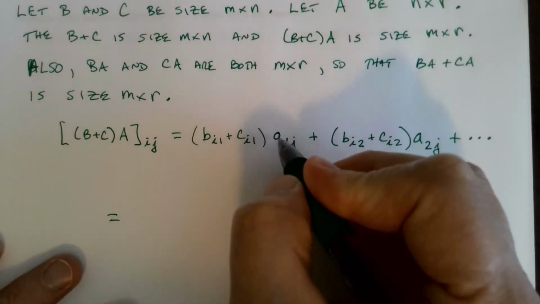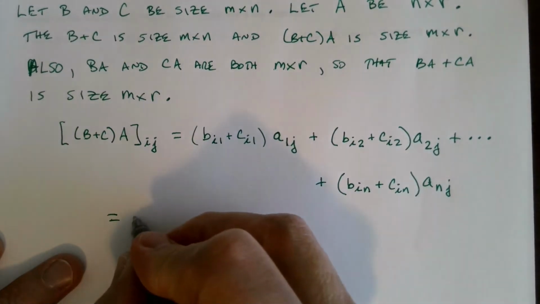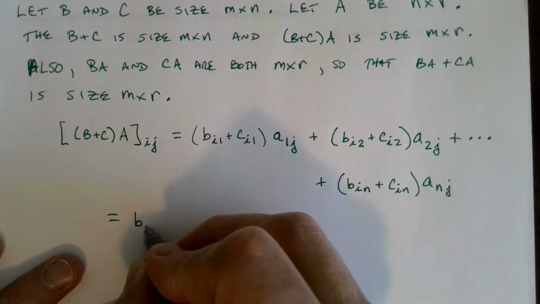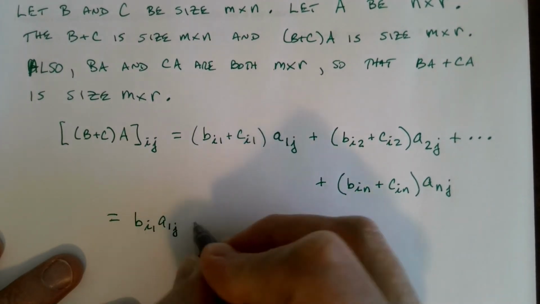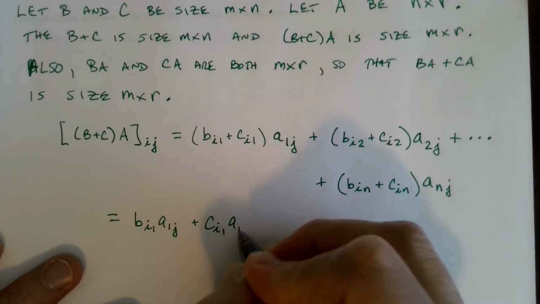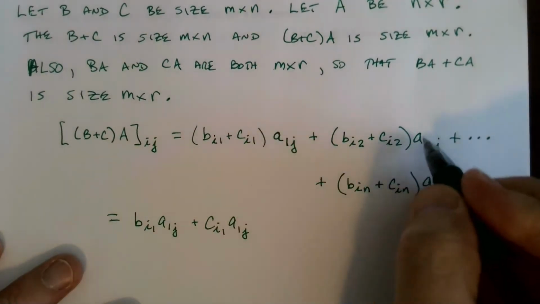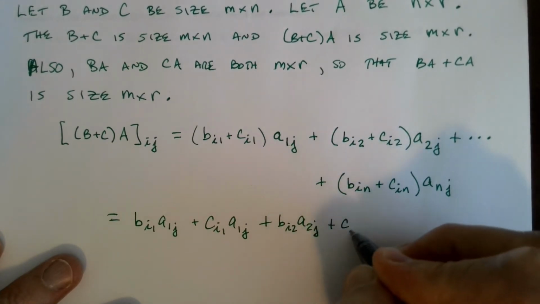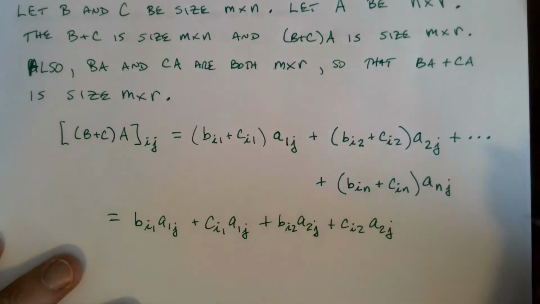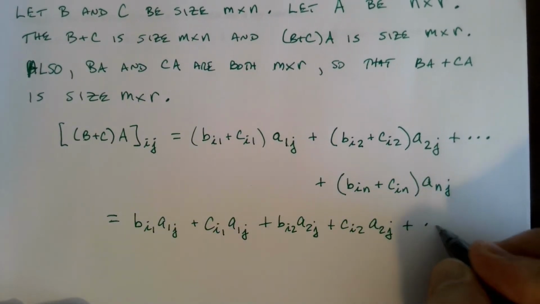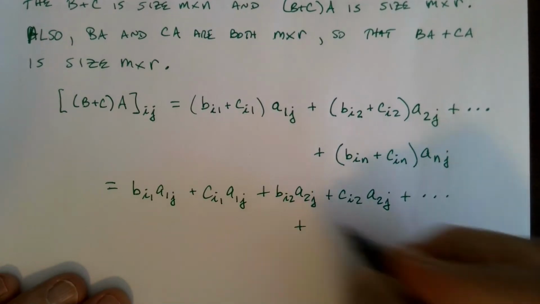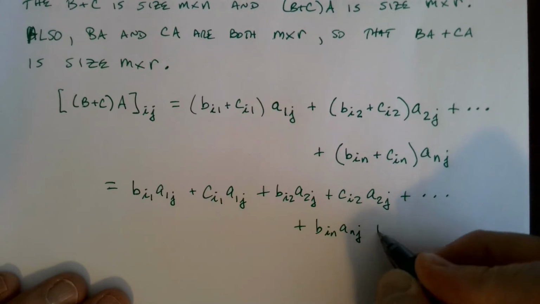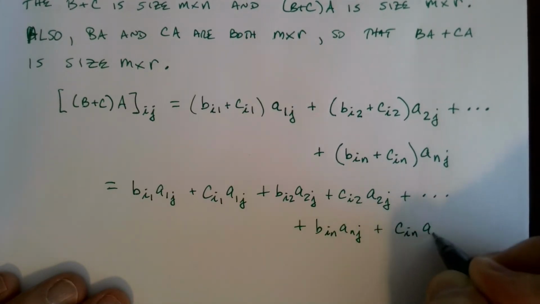And what I'm going to do is distribute here the A sub 1j over the sum. So I'm going to get BI1A1j plus CI1A1j. Okay, just distribute. Distribute here as well. I'm going to go ahead and distribute all of these. BI2A2j plus CI2A2j plus dot, dot, dot, right? Plus what we get down to the last one is going to be BINANJ plus CINANJ.